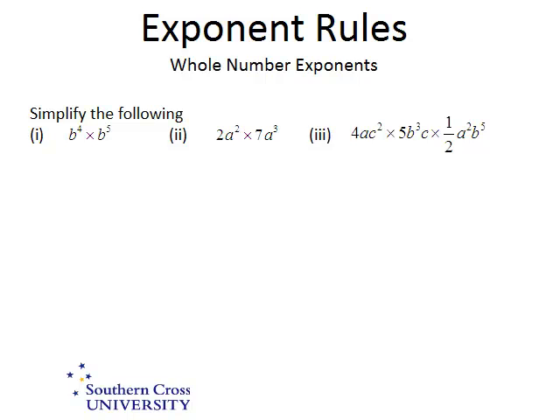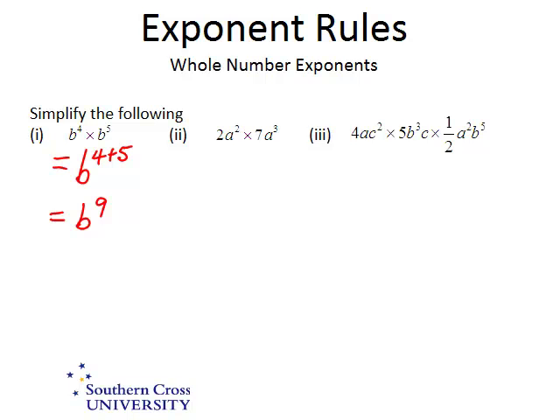So in the first question, we have b to the 4 times b to the power of 5, which will be equal to b to the 4 plus 5, which is b to the 9. That's generally referred to as the first rule of exponents, and it's when you're multiplying two numbers that have the same base, you add their exponents.